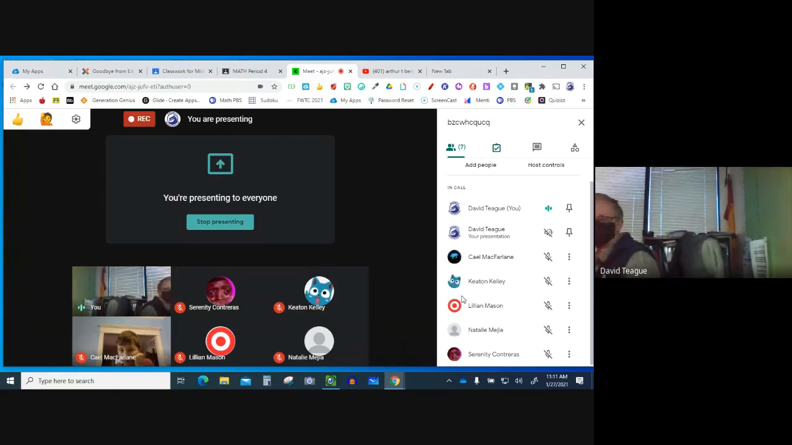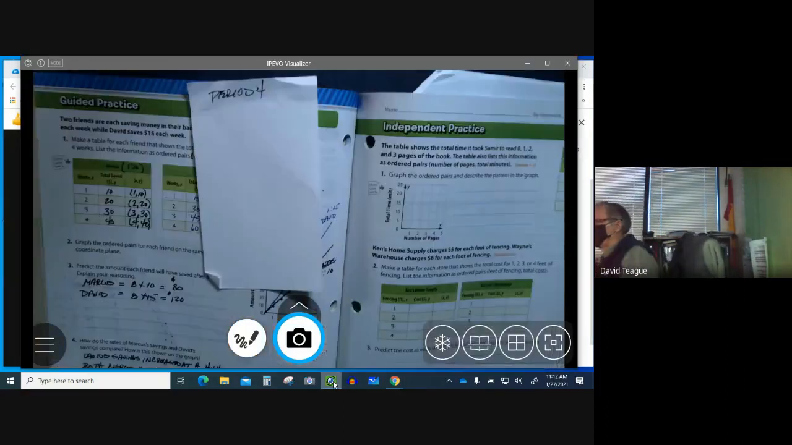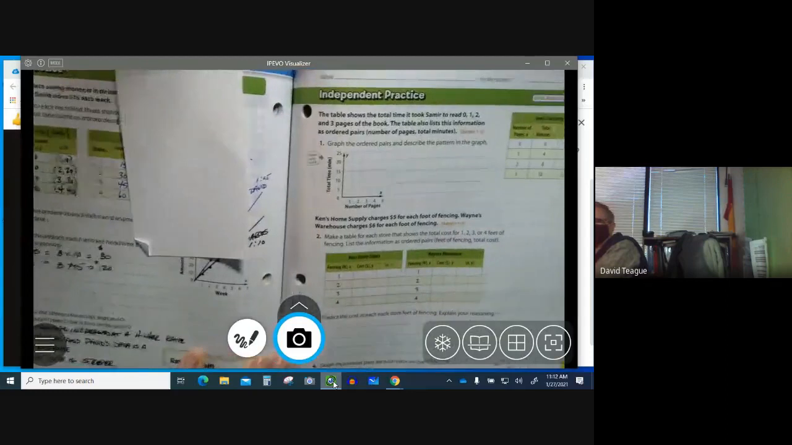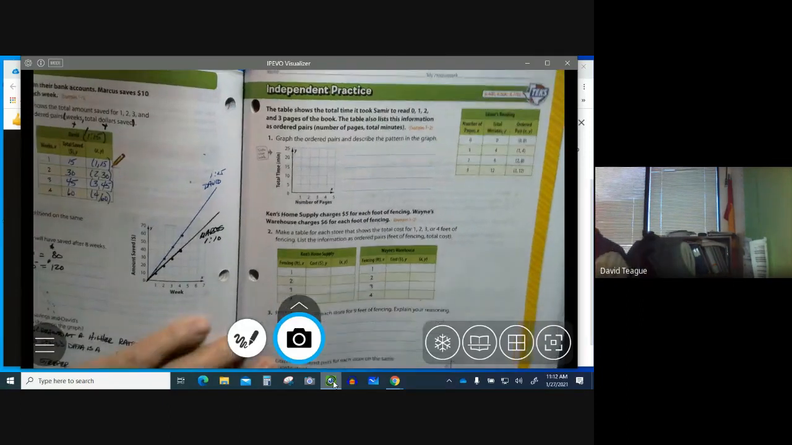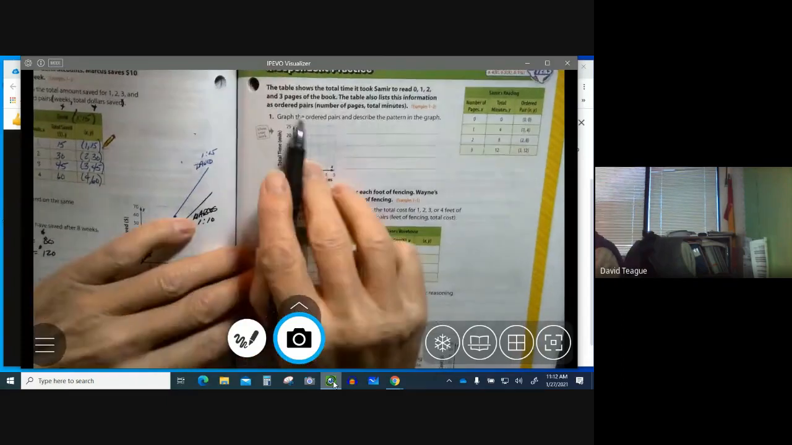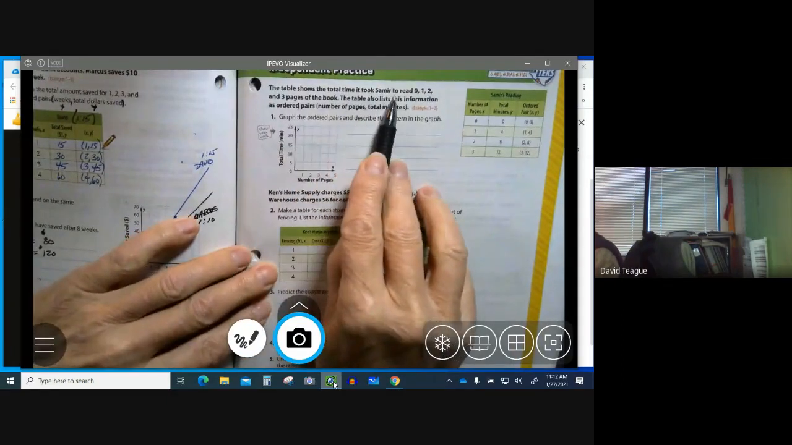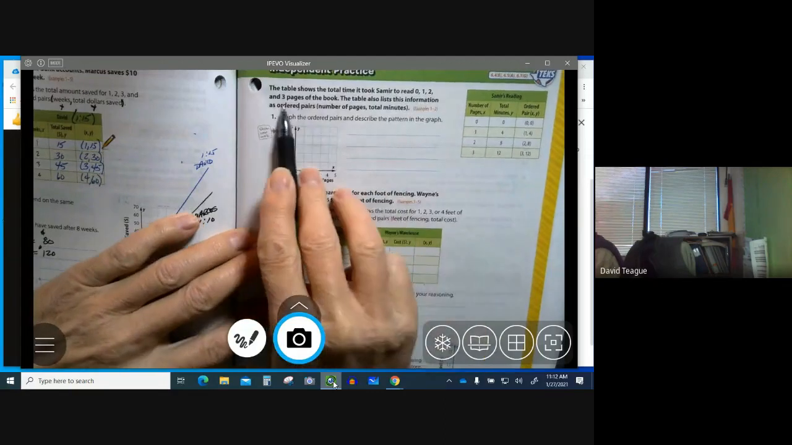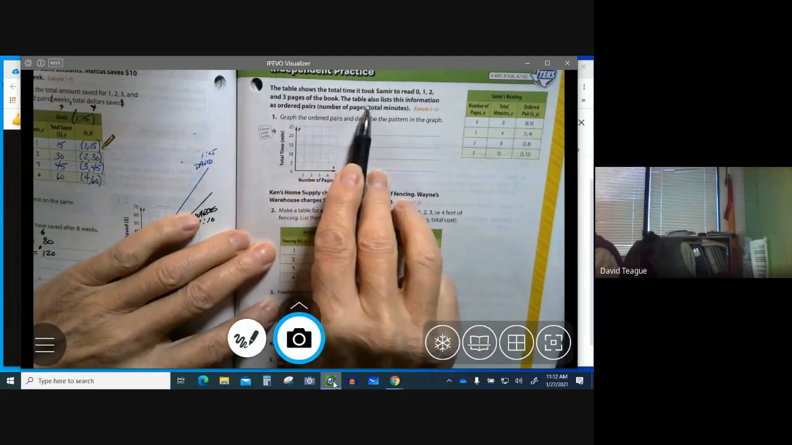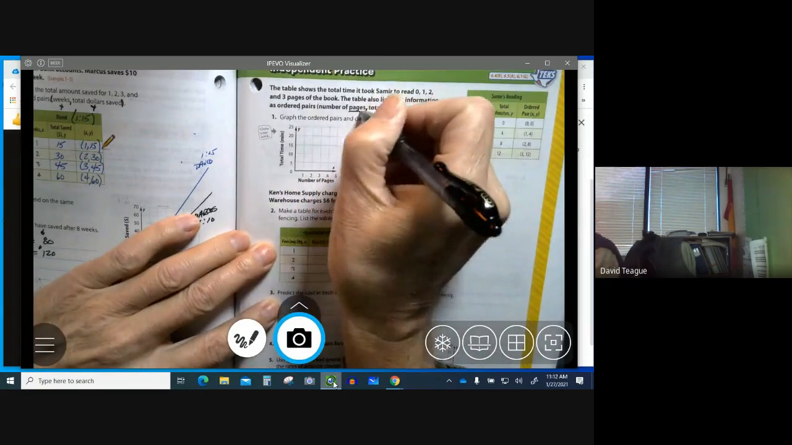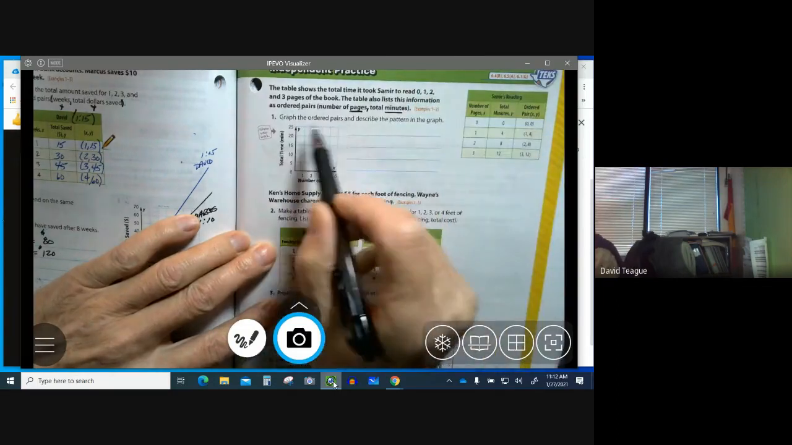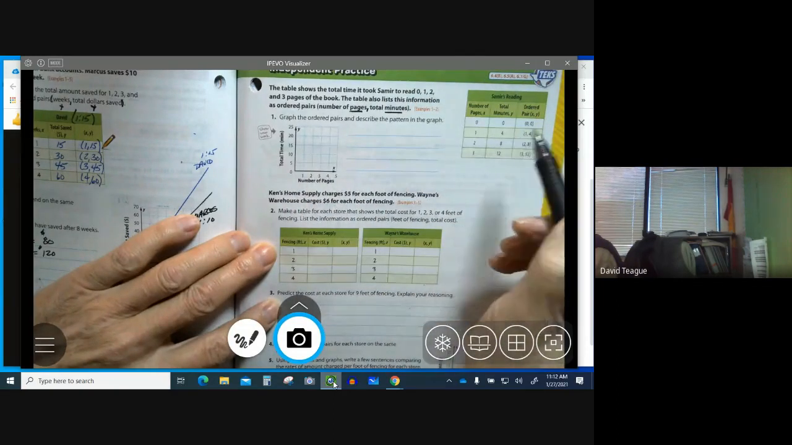Okay, so page 305 in your math book. We've been talking about graphing ratio tables. So we're at the top of the page. The table shows the total time it took Samir to read 0, 1, 2, and 3 pages of the book. The table also lists this information as ordered pairs, and the ordered pairs are set up as pages to minutes. Graph the ordered pairs and describe the pattern of the graph.